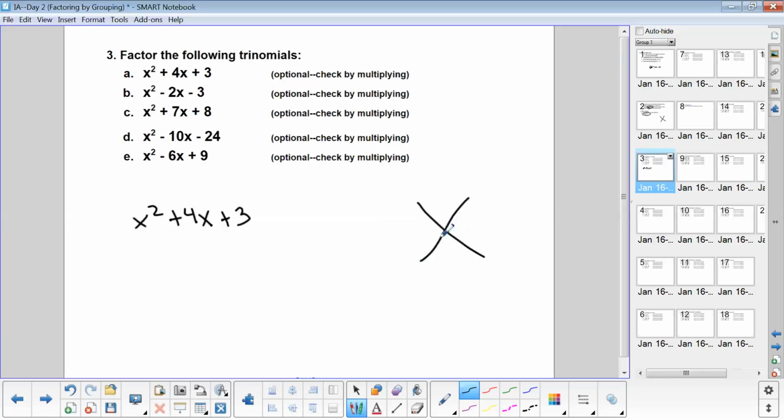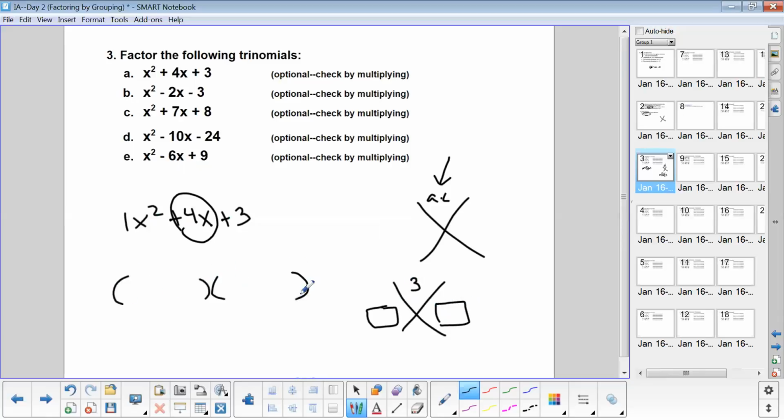With our organization method with the X, what goes in the top is the product of A and C. Well, A is 1. So really I'm looking at what are two numbers that multiply to give me 3. That's 1 times 3. But they add to give me this term of 4X. Since A is 1, and I need the two factors to multiply to give me 3 and add to give me 4, the factors have to be 1 and 3, because 1 times 3 is 3, but they add together to give me 4.